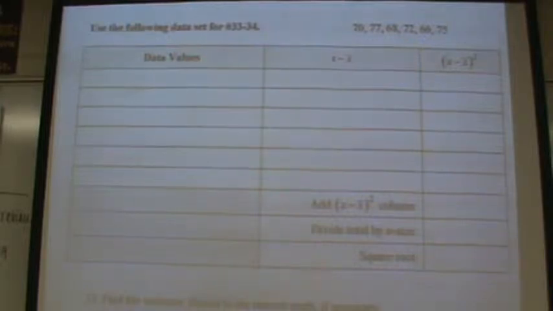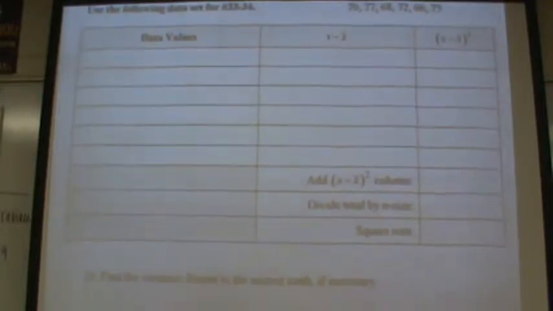So this is the rest of the review for chapter 11. We're on to finding for 33 and 34. We need to find the variance and the standard deviation. Now, you will be given this table and it will look exactly like this. This was finding it by hand.